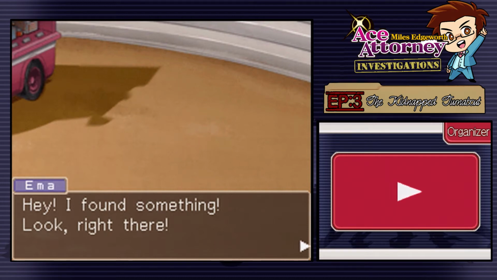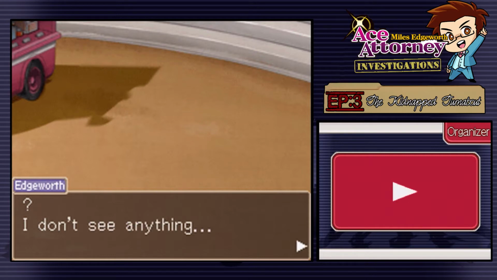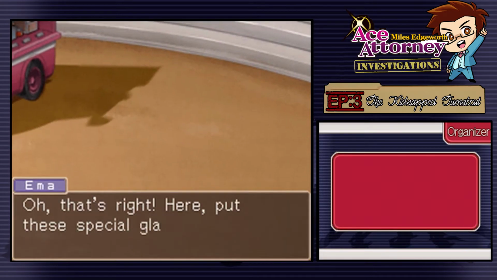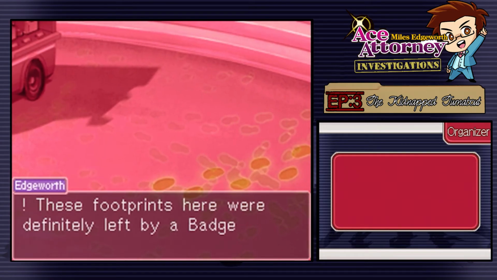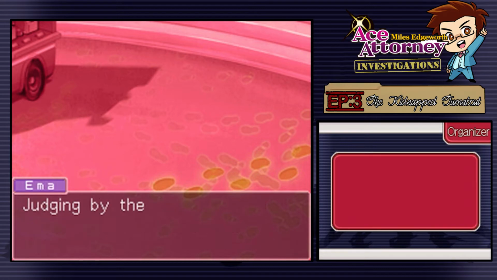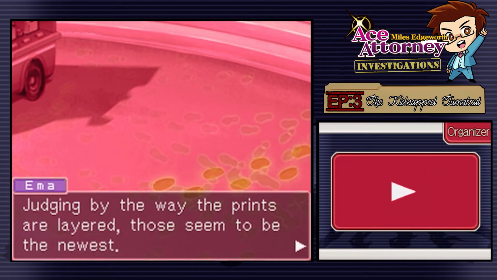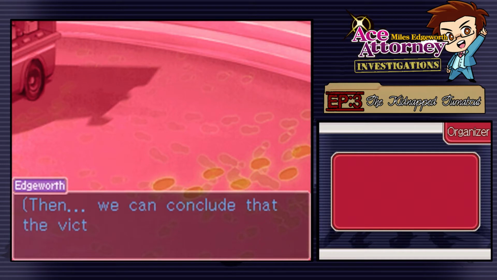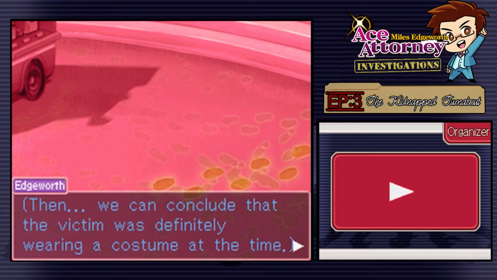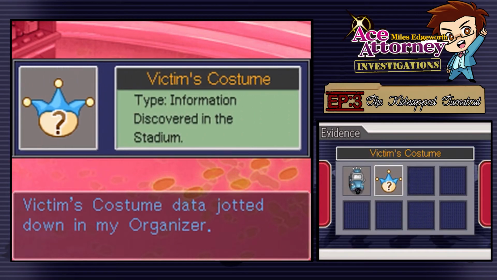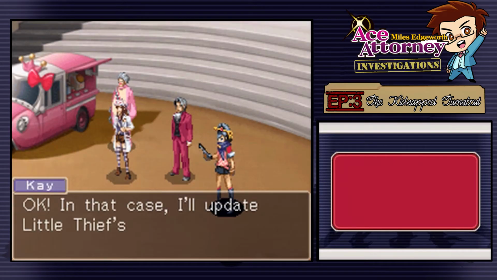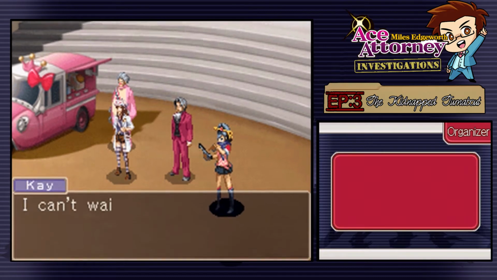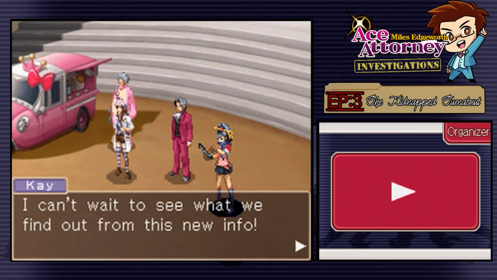I found something. Look right there. I don't see anything. Oh, that's right. Here, put these special glasses on, Mr. Edgeworth. These footprints here were definitely left by a badger costume. Judging by the way the prints are layered, those seem to be the newest. We can conclude that the victim was definitely wearing a costume at the time. Victim's costume data jotted down in my organizer. Okay. Okay, in that case, I'll update Little Thief simulation parameters. I can't wait to see what we find out from this new info.